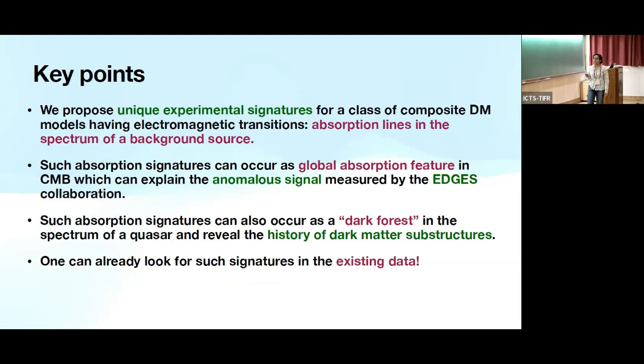I will just conclude now. We proposed unique signatures of dark matter as absorption lines, which can give rise to a global absorption feature in the CMB, or spectral distortions in the CMB, or it could give rise to a dark forest in the spectrum of a quasar. And there is already a lot of data, and we can try to look for signatures there.